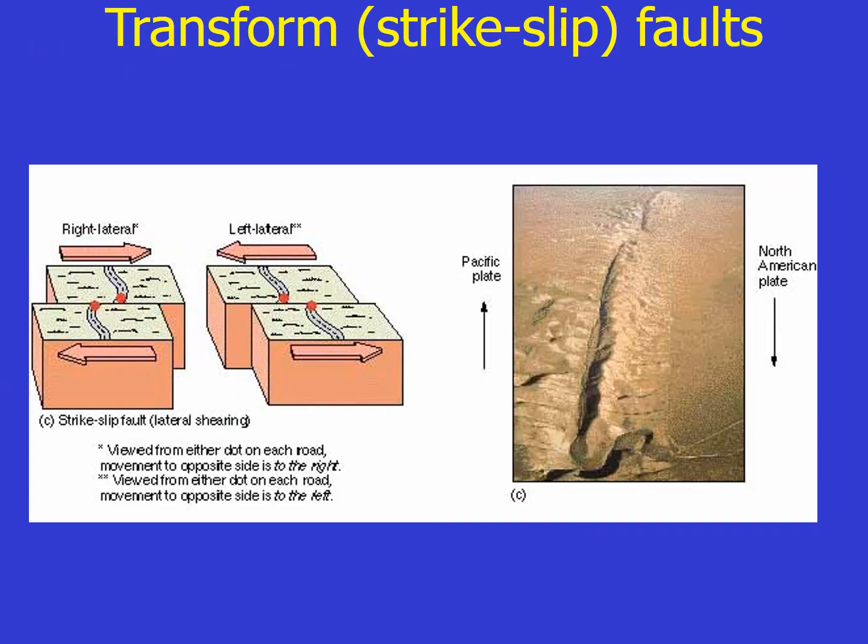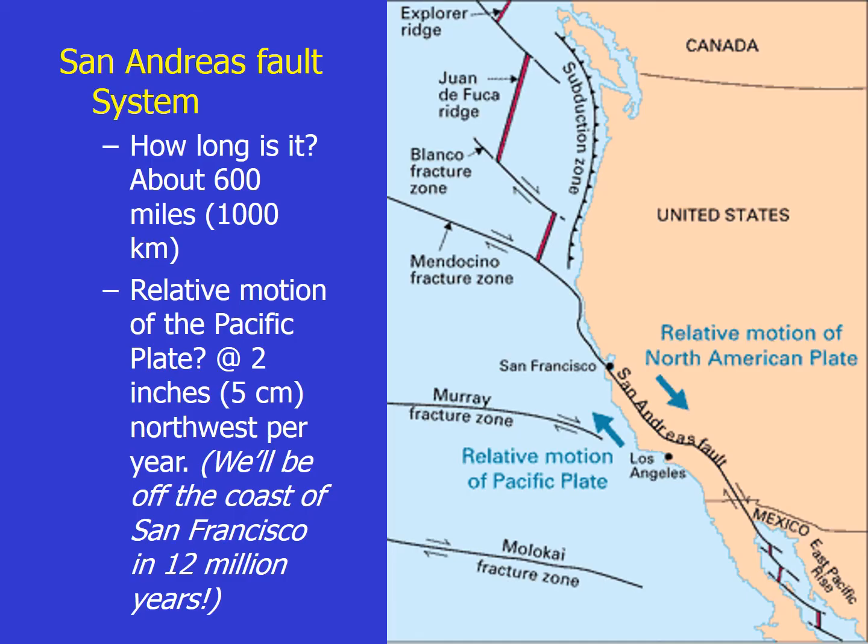Then the transform or strike-slip faults. The San Andreas fault system is the longest fault in North America, okay, the longest fault of the world. So how long is it? About 600 miles, or 1000 kilometers. The relative motion of the Pacific plate is 2 inches, up to 5 centimeters, northwest per year.